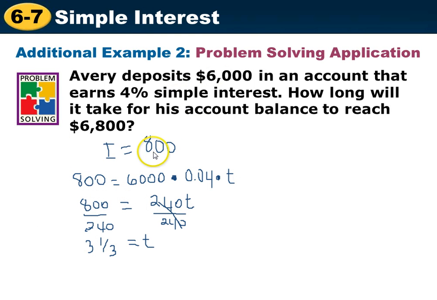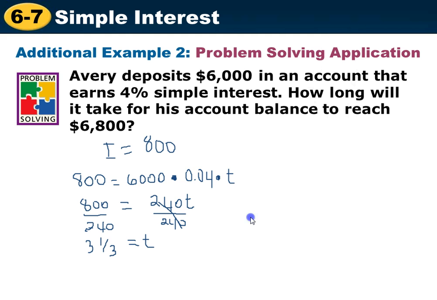Okay, so we know the interest is going to be $800, so we can plug that into the formula. 800 will be the interest. To get the interest, we do $6,000, which is the principal, times the 4%, which we plug in as 0.04, times the time that we do not know. And then from there, we multiply 6,000 times 0.04, which is 240, times the time, will equal 800. From there, we just solve for t by dividing both sides by 240, and the time is about 3 and 1/3 years, or about 3 years and 4 months.